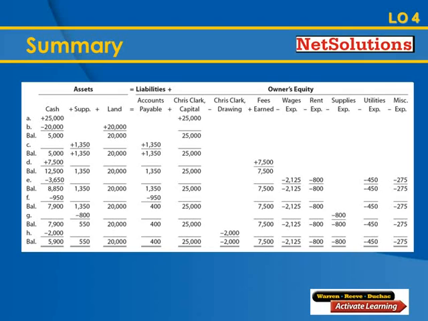Every transaction is an increase or decrease in one or more of the accounting equation elements. The two sides of the equation are always equal. Owner's equity increases with investments made by owners and decreases by owners' withdrawals. Owner's equity will also be increased by revenues earned and decreased by expenses incurred.